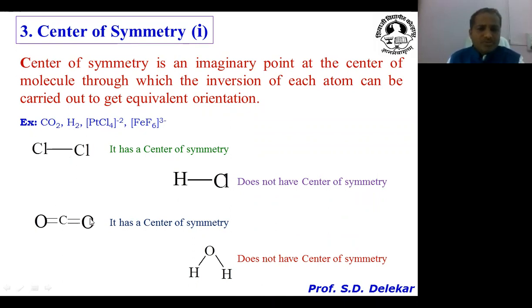So the best example is, if you consider CO2 as the center of inversion. So the center is here, and along this center, if you invert the molecule, this is option number one, option number two. After inversion, this shifted to here, this shifted to here.